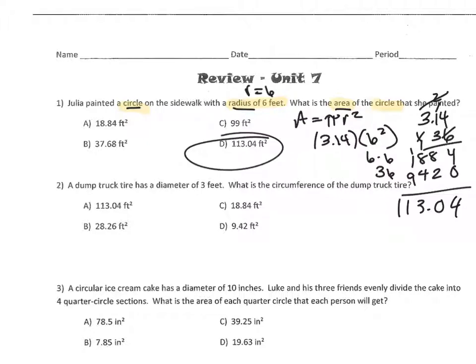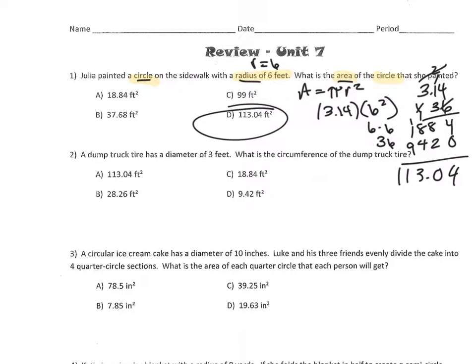113.04, and that is one of my answer choices, so good. Number 2, a dump truck tire has a diameter of 3 feet. What is the circumference of the dump truck tire? So some keywords, I've got the diameter and circumference.